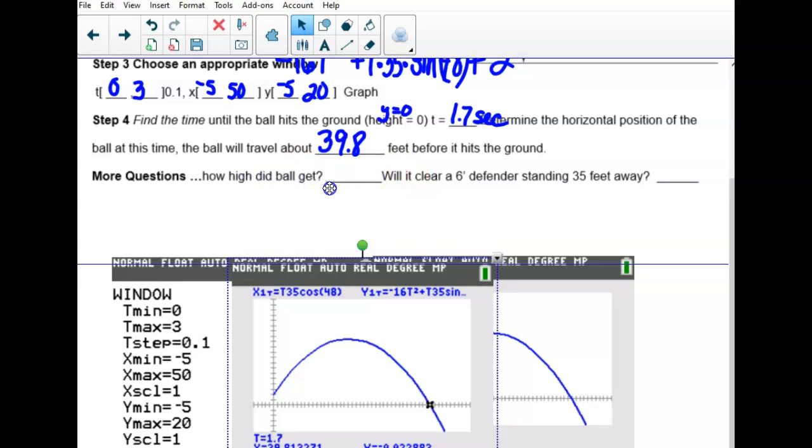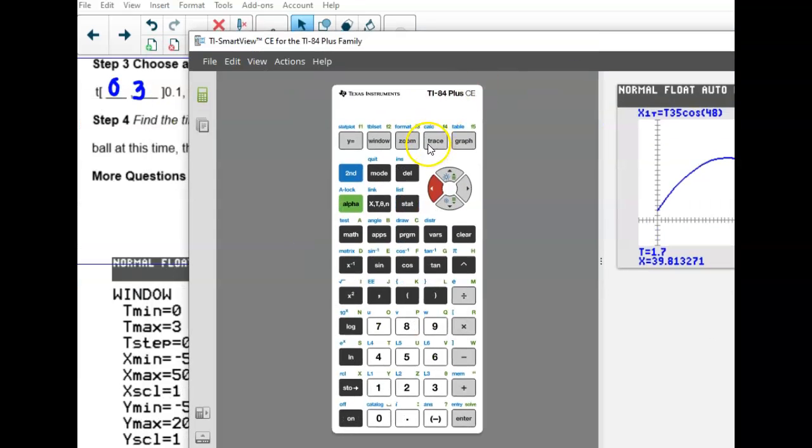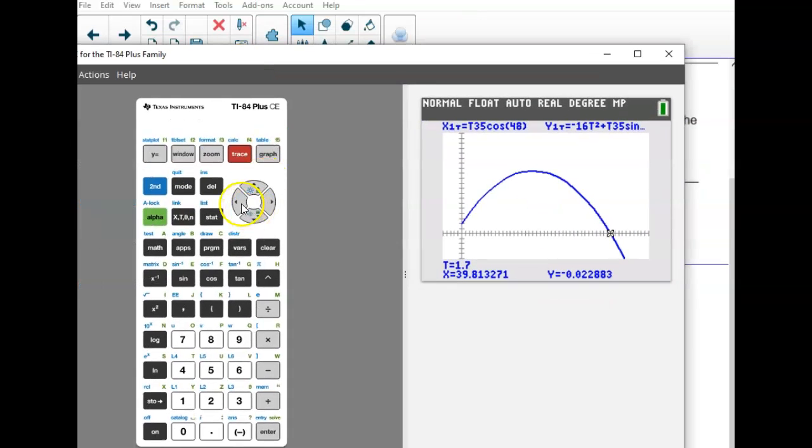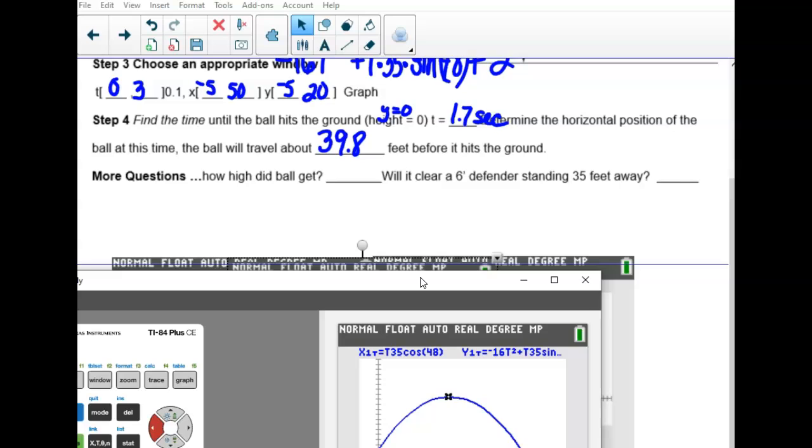How high did the ball get? Okay, so if we go back to the calculator and we try to find the maximum what? Remember, you can only trace backwards and forwards in time, so we're trying to find the highest y value. I got a 12.6. Does that seem close enough? Okay. So I'm going to put 12.6 feet.